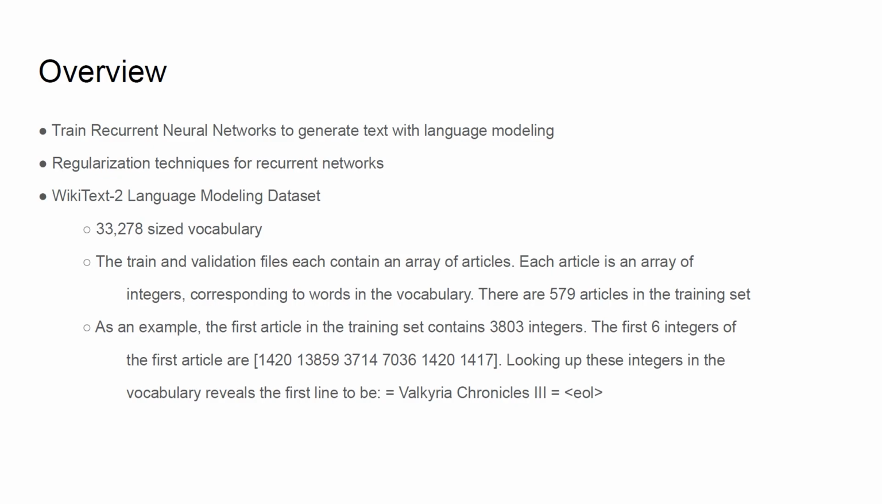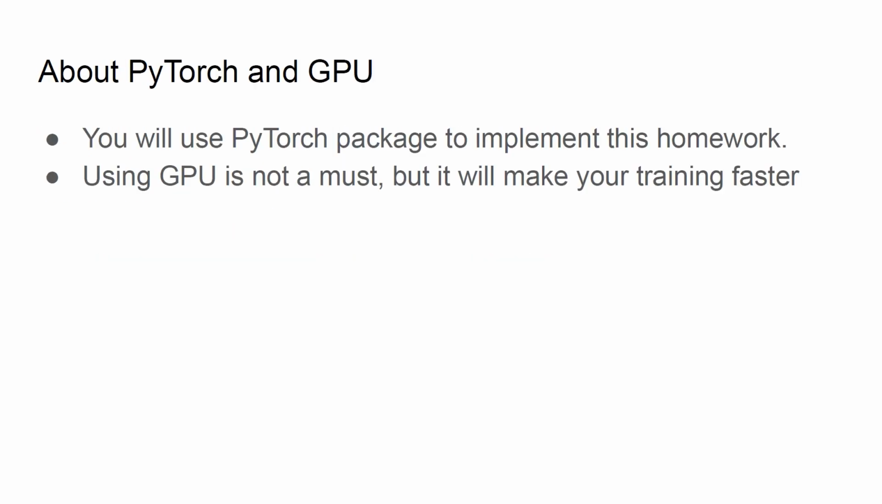For Homework 4 Part 1, you will implement a recurrent neural network to generate text with language modeling. You will also implement some regularization techniques, which are discussed in the paper attached at the end of this slide. One thing to note is that you will use the PyTorch package in this homework. You are allowed to use GPU in this homework. It is not a must, but it will make your training faster, especially for those training for a longer time.